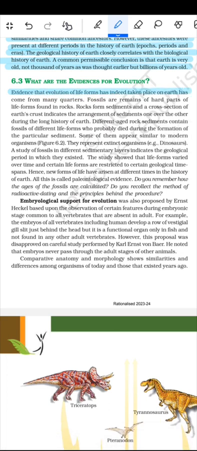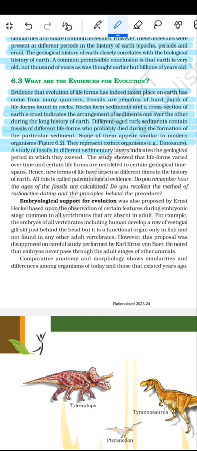Evidence that evolution of life forms has indeed taken place on the earth has come from many quarters. Fossils are the remains of the hard parts of life forms found in rock. Rocks form the sediments, and the cross section of the earth's crust indicates the arrangement of the sediments one over the other. During the long history of the earth, different age rock sediments contain fossils of different life forms who probably died during the formation of the particular sediment. Some of them appear similar to modern organisms. They represent extinct organisms, like dinosaurs.